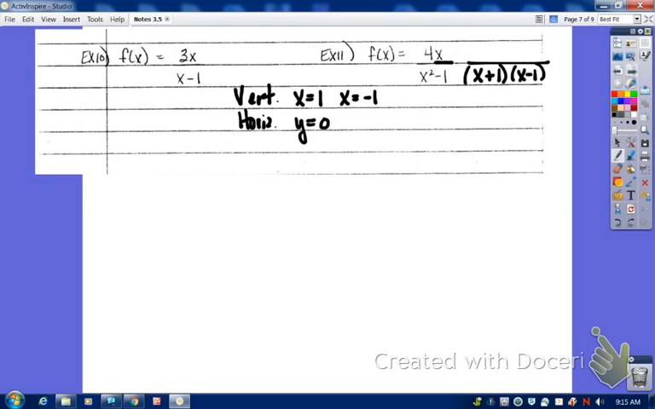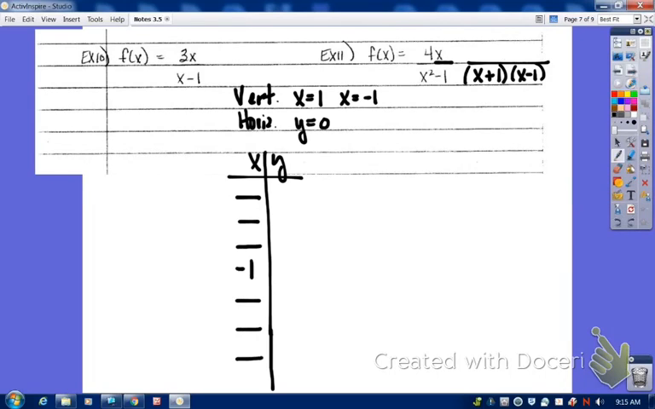All right, you're going to make your T-chart. This time we have 2 vertical asymptotes. So this is the part that people usually get confused about. Which value on my vertical asymptotes is the smallest? Negative 1. So you're going to pick 3 x's, and then you're going to put in your smallest vertical asymptote. Then you're going to pick 3 more x's. Then you're going to put in your largest vertical asymptote, and then you're going to pick 3 more x's.